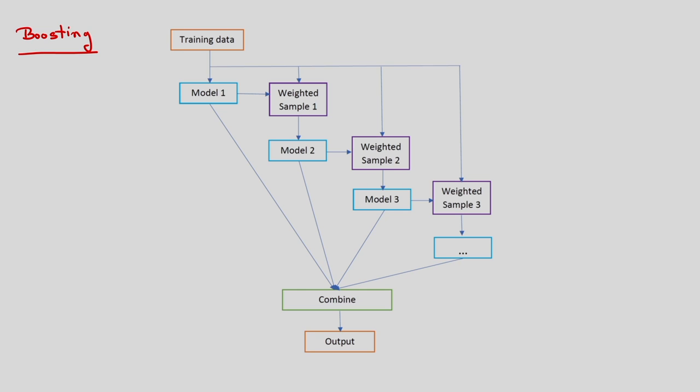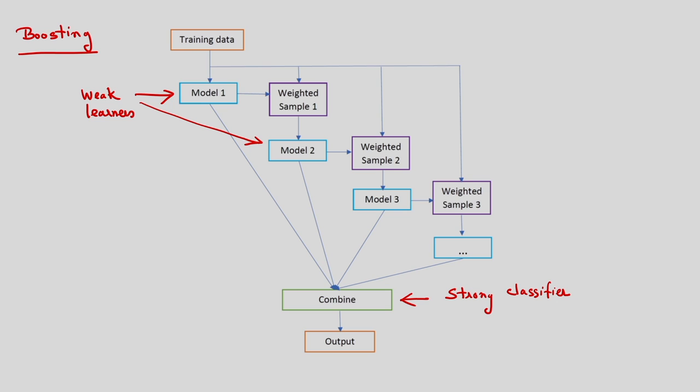So this model 1, model 2, model 3, these are actually called the weak classifiers, or I can say these are weak learners. The output of these weak learners are combined to get a strong classifier, or the strong learner. So the output of all these weak learners are combined in the strong classifier. These are the inputs to the classifier, and these are combined and I am getting the ensemble output.